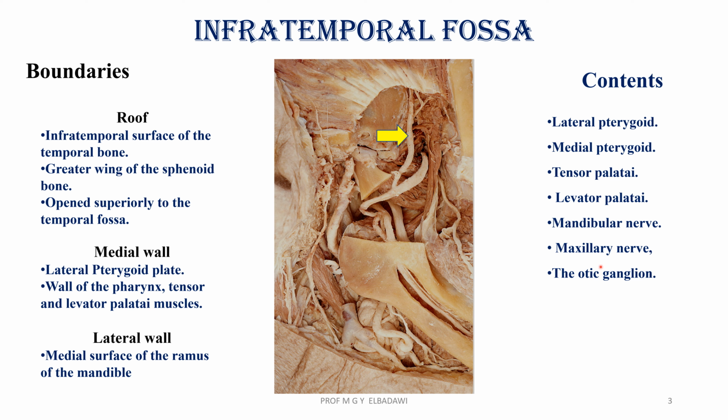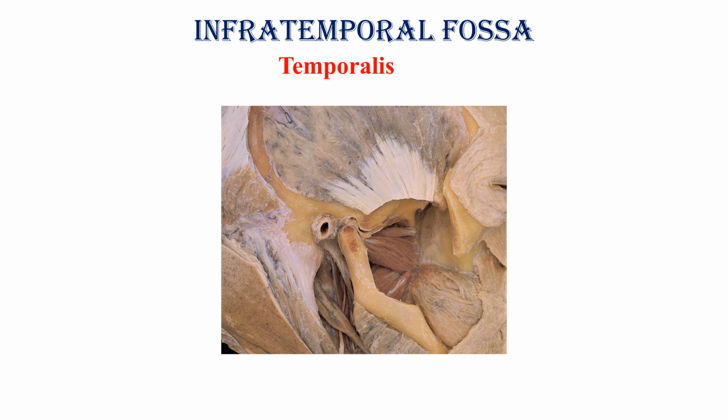The otic ganglion, which is suspended from the mandibular nerve, the maxillary vessels, the artery and the vein, and the pterygoid plexus of veins, a very important plexus of veins, are found in that fossa. As we have seen in the face, it is a site of communication between the veins of the face, of the pharynx, of the larynx, and of the nose, with the cavernous sinus.